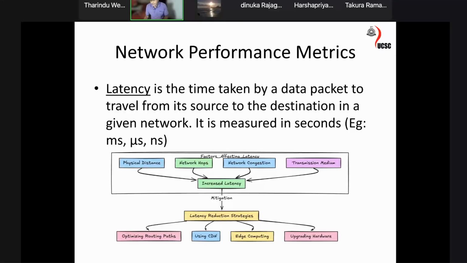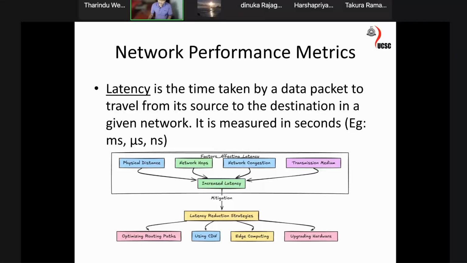And network congestion. If there is congestion within the network due to bandwidth constraints or throughput constraints, then there can be drops, and rescheduling or delaying of packets is possible. So if there is network congestion, then it is increasing the latency.